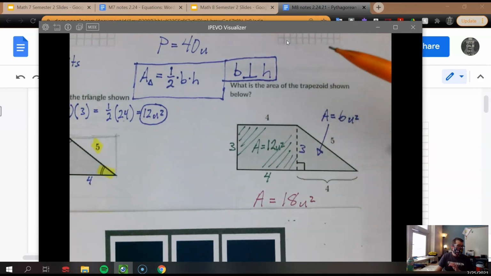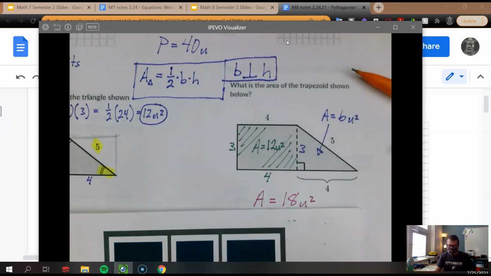Now, for those of you who are curious, I don't have to break this up. There is a formula that I could use that would solve the entire trapezoid together. But we don't know that formula. And who wants to add another thing in? No, forget about that. Just break it up.